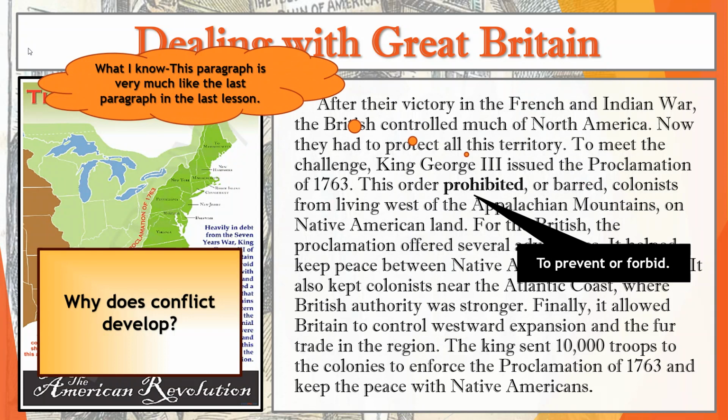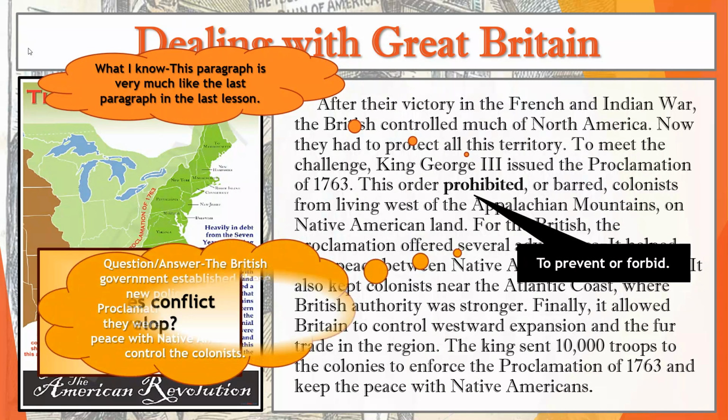Okay, and what I know about the Proclamation of 1763, just take it to another step. If you lived there already, you had to come back. So if you had settled beyond the Appalachian Mountains and the Proclamation of 1763 came down, you had to leave your home and go back east. Think how awful that is for people who had called those places home. Consider that. So what I know, this paragraph is very much like the last paragraph in our last lesson. It's just picking up. It's kind of overlapping where we left off in the last lesson.